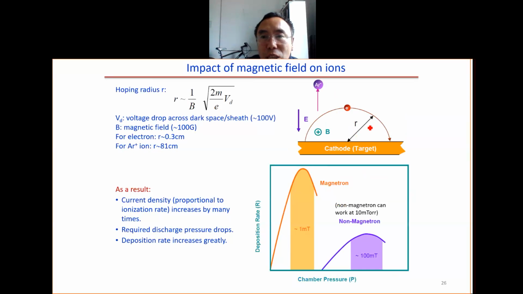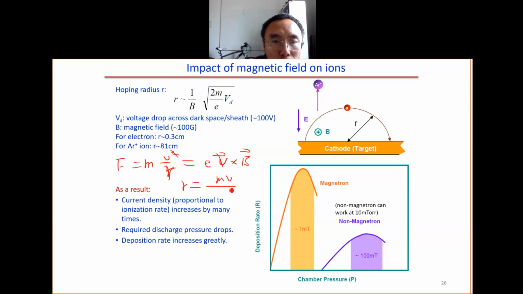Now let's look at what the radius is for the electron movement near the target. For the circular movement, the force is given by mv squared over r. This is equal to the Lorentz force. So we can cancel out one v, and we have r equal to mv over eB. So the radius is given by mv over eB.